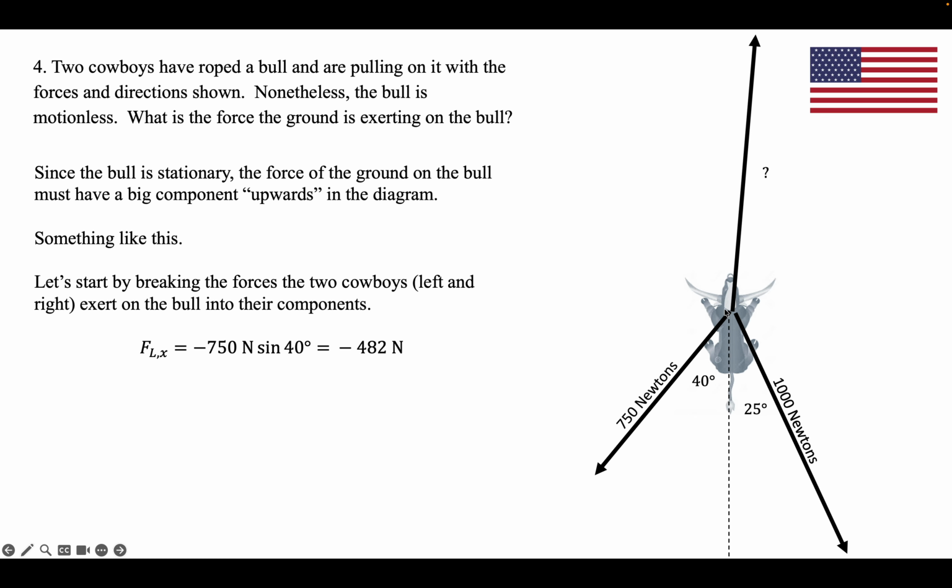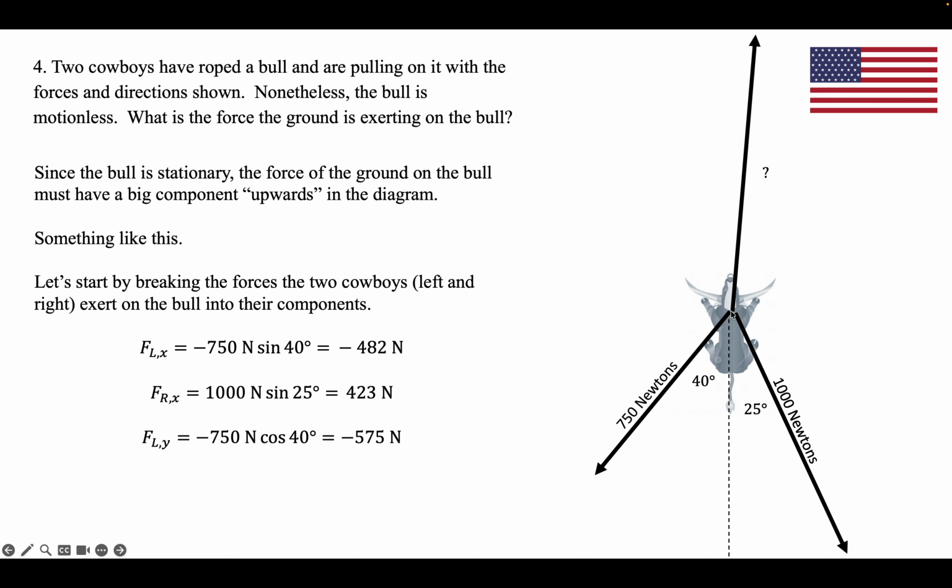The left cowboy's horizontal component is right here. That's the side opposite 40 degrees, so we use sine. This component is 482 newtons. And the right cowboy in the x direction is right here. That's the side opposite, so we use sine 25 degrees and we calculate this is 423 newtons.